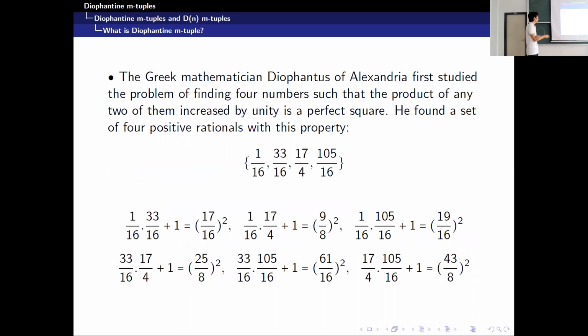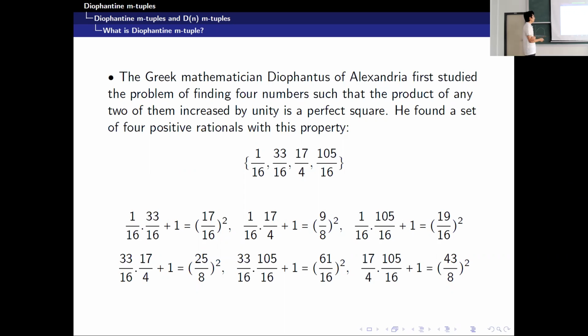Okay, let's start. The story begins with the Greek mathematician Diophantus of Alexandria. Diophantus found four numbers such that the product of any two of them increased by one is a perfect square. And this is a Diophantine set. For example, if I multiply 1/16 and 33/16 and add 1, this is (17/16) squared. And this is true for any two of them in this set.